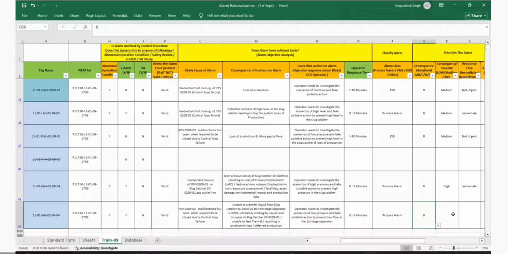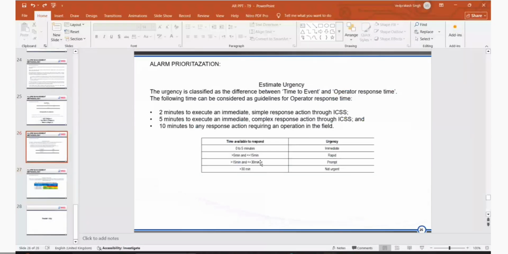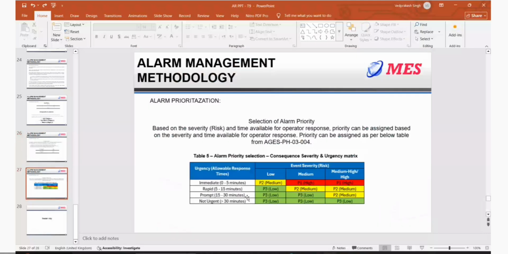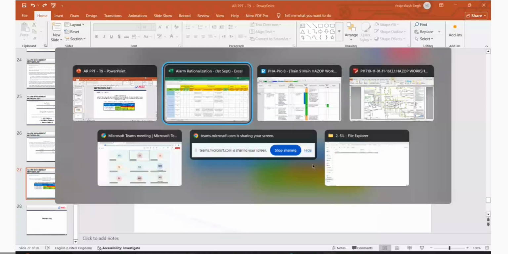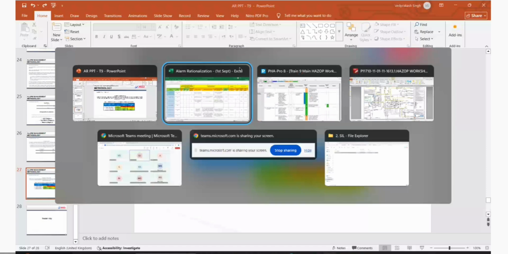See, 2B. And we say medium. Why we say medium? Let us go here. Response time is immediate. Then we have P1. P1, medium. Why have you taken medium? We will go here. Medium because of the cost, because of the production loss. Yeah, production loss. So that is medium severity.